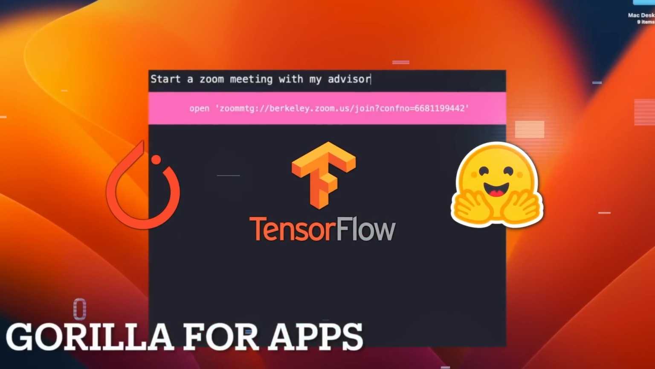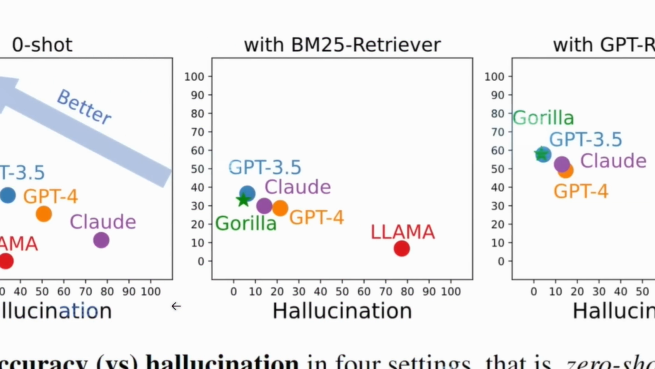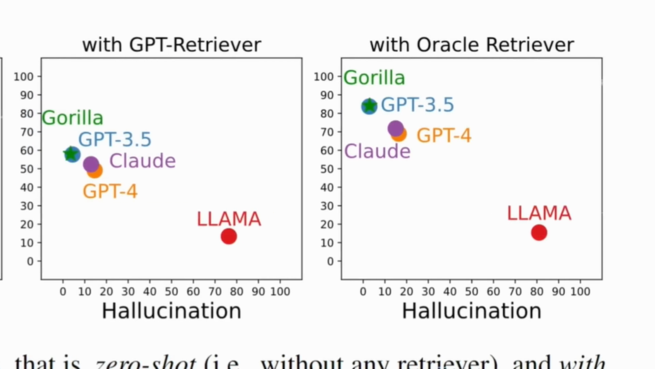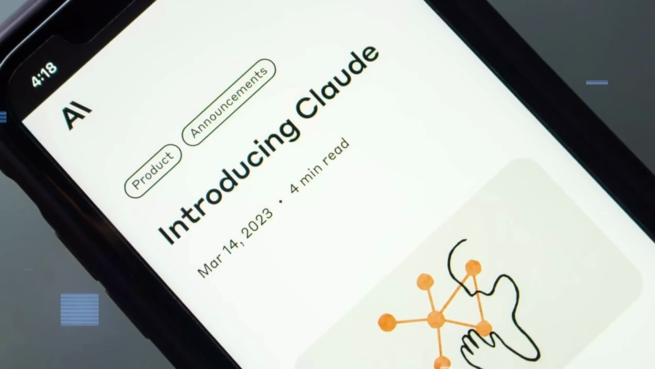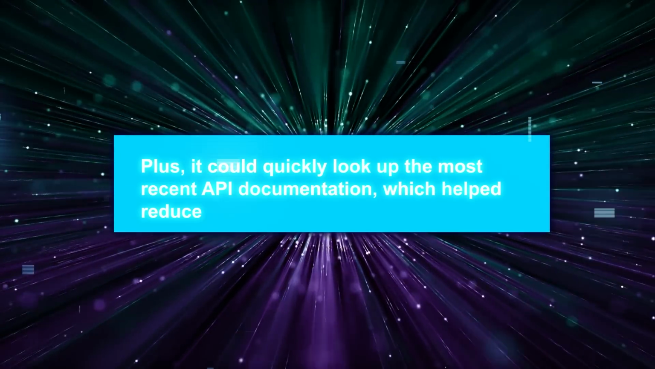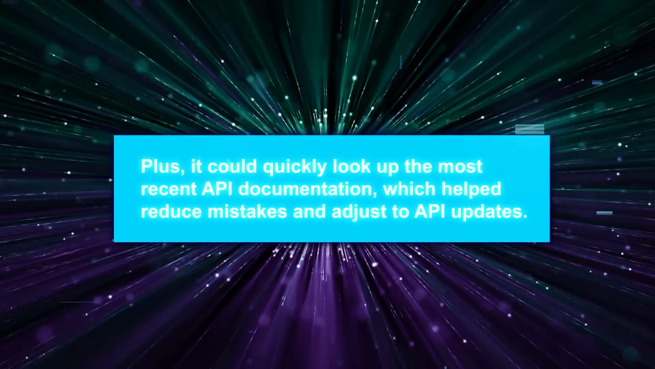These sources have a lot of APIs covering topics like computer vision, speech recognition, and more. When Gorilla AI model was introduced, it was a big deal. It did better than GPT-4 and Claude in making API calls. Plus, it could quickly look up the most recent API documentation, which helped reduce mistakes and adjust to API updates.